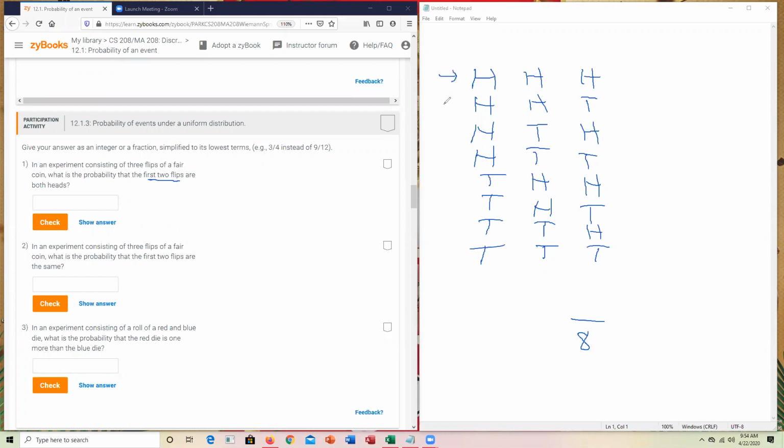That occurred there, there, and you'll notice on all the others, the first two are not heads. The next two are not heads. Only look at the first and second columns. How many match the criteria is two of them. 2/8 reduces the fraction down to 1/4.